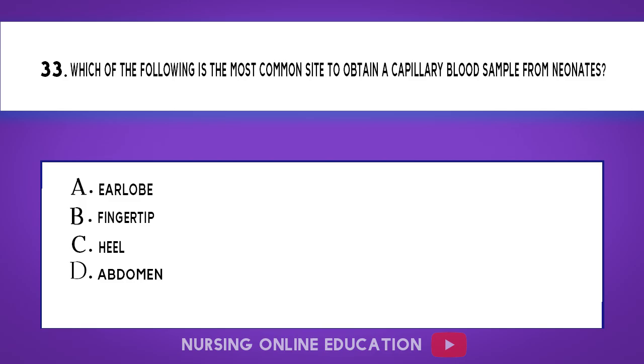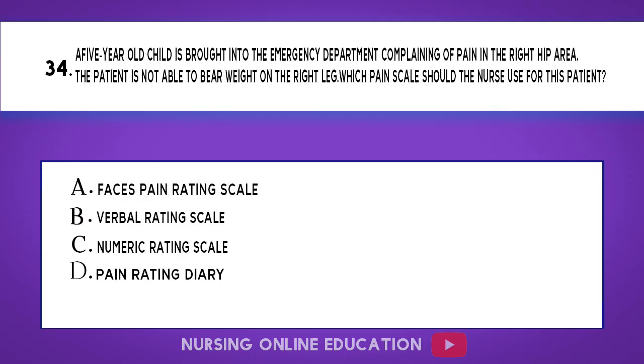33. Which of the following is the most common site to obtain a capillary blood sample from neonates? A. Earlobe, B. Fingertip, C. Heel, D. Abdomen. The answer is option C. Heel.